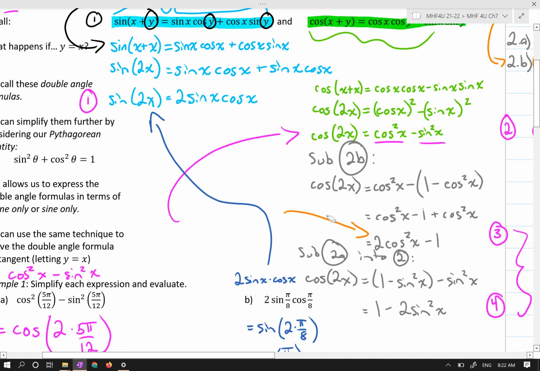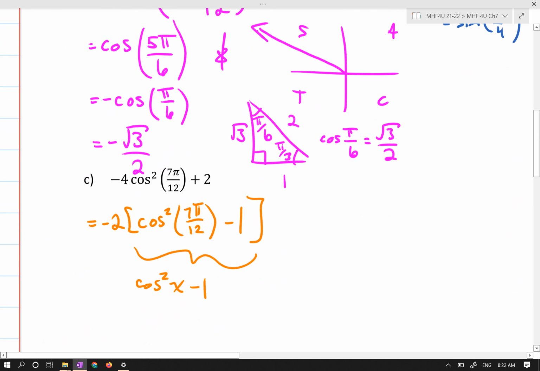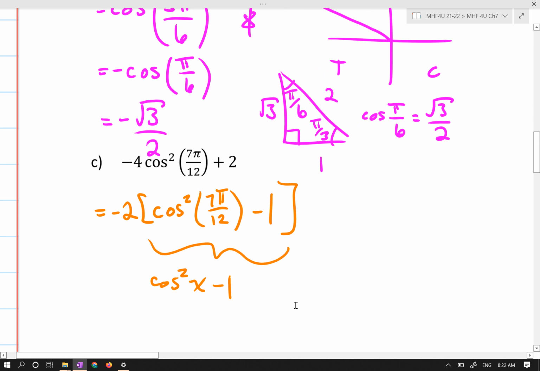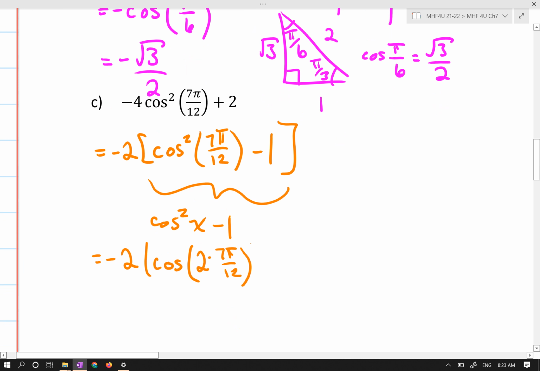So I know that this is equal to the cosine of 2x. So I can rewrite this down here. This is going to be equal to negative 2 times the cosine of 2x, where x is equal to 7 pi over 12. So 2 times 7 pi over 12. Fantastic. Whoops, minus 1.